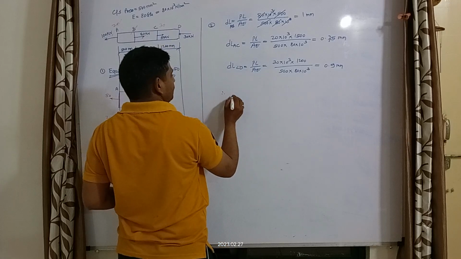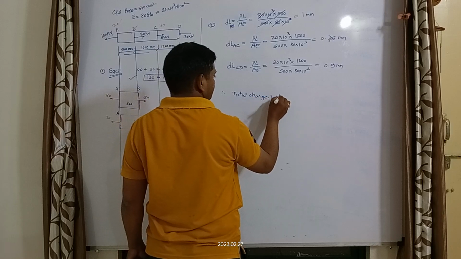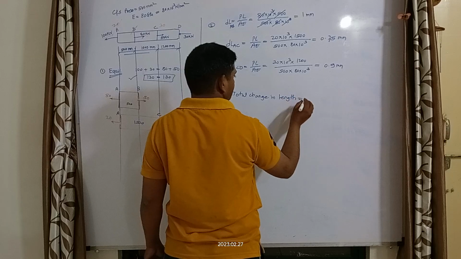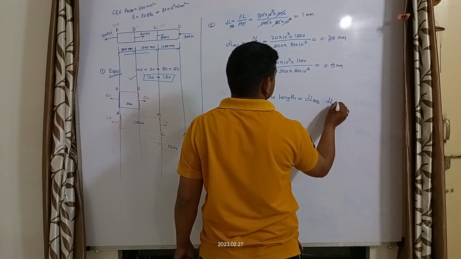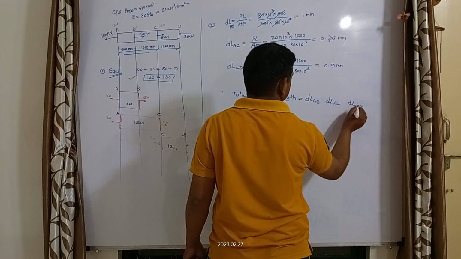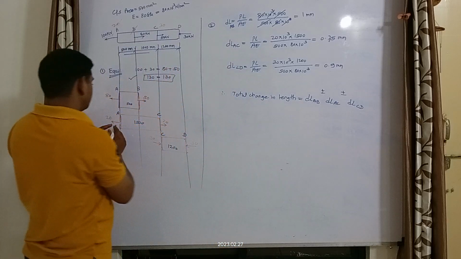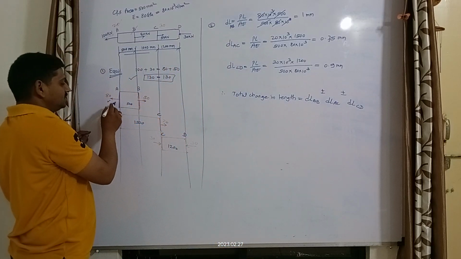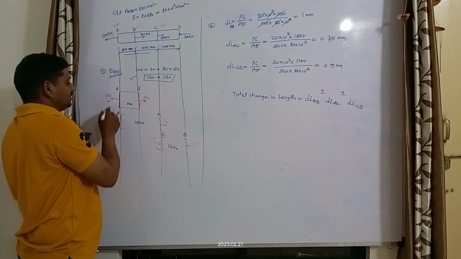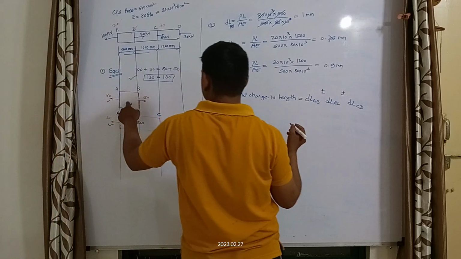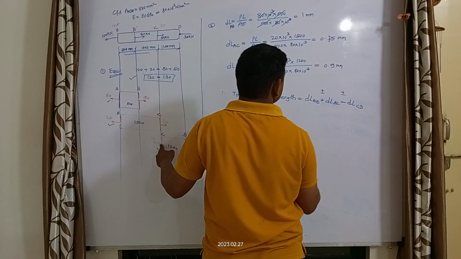Now therefore the total change in length is equal to the change in length for the AB section, the change in length for the AC section, and the change in length for the CD section. Here the plus or minus sign depends upon the nature of the force. Here the nature is tensile, here the nature is tensile, here the nature is compressive. Therefore we can take the tensile forces as positive, and the compressive stresses give the negative value.